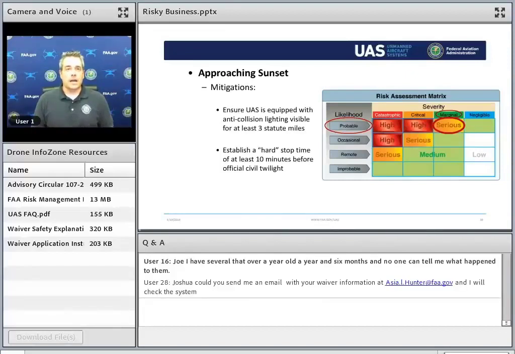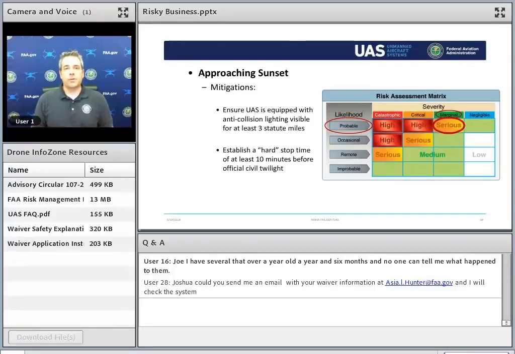Now, again, if I'm adding this as part of a waiver application, I'm going to want to include that hazard, risk assessment, and my supporting mitigations to reduce that risk in my waiver application. It is required. So what can we do with mitigations? Well, make sure that the UAS is equipped with lighting visible for at least 3 statute miles. Now that's per the rule for operating during civil twilight.